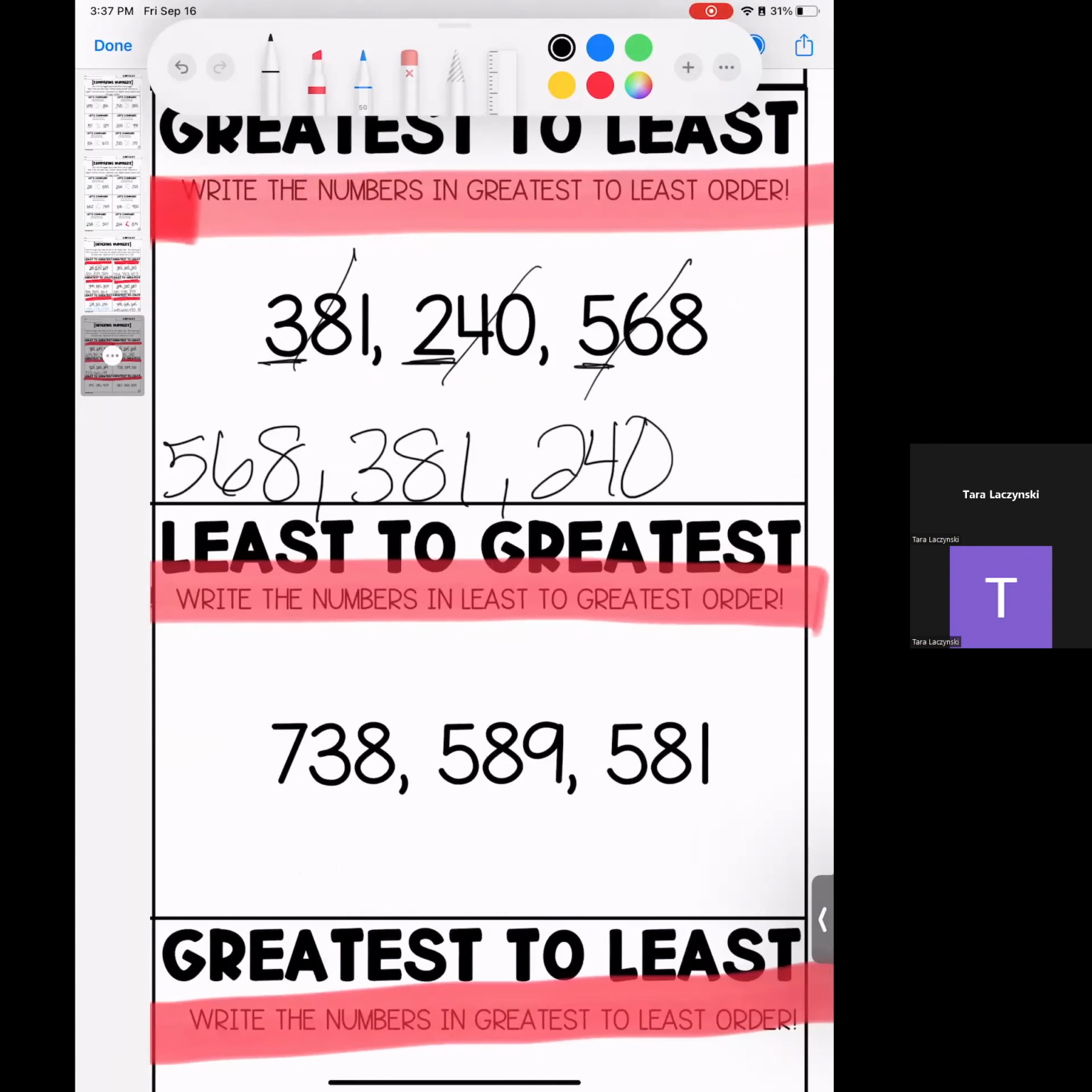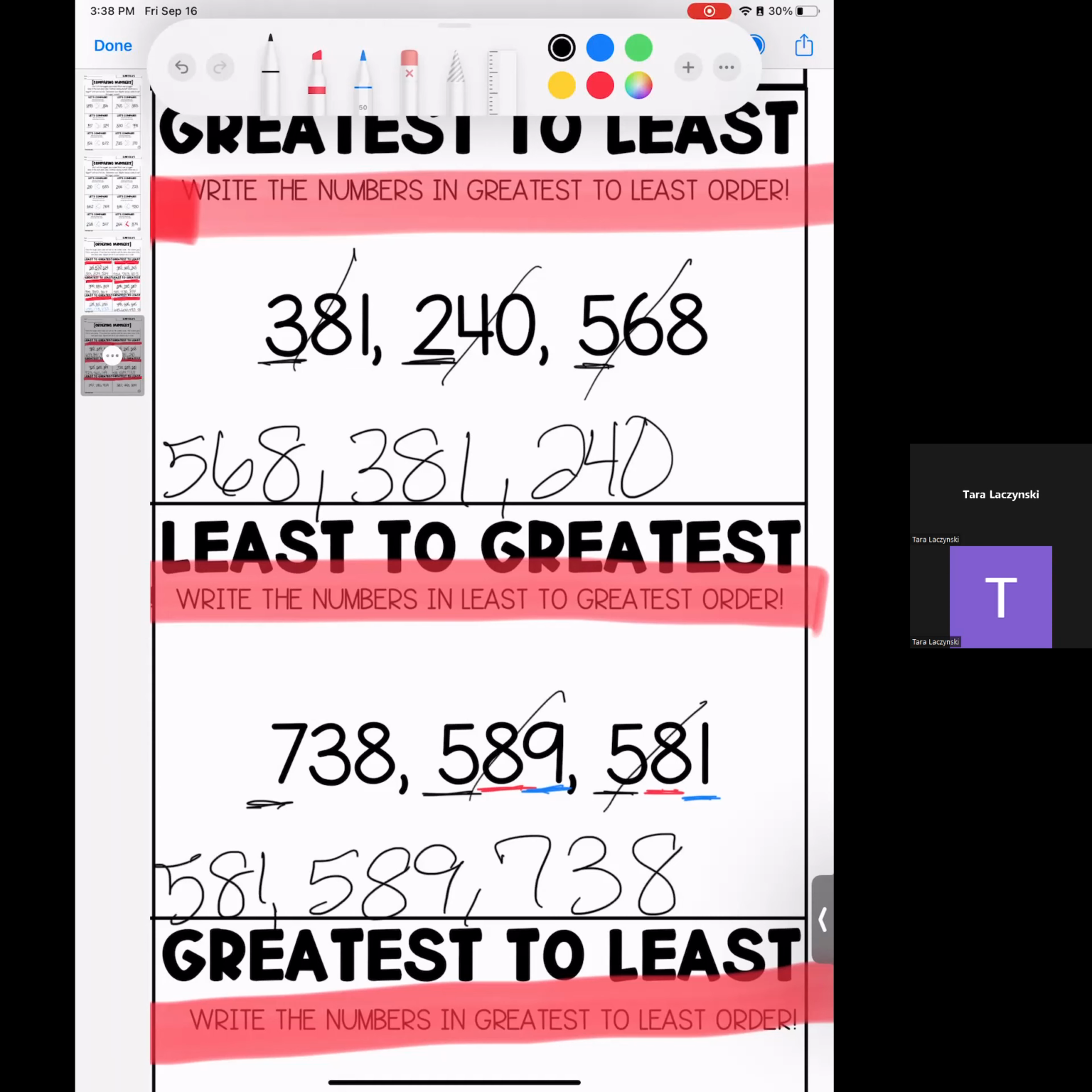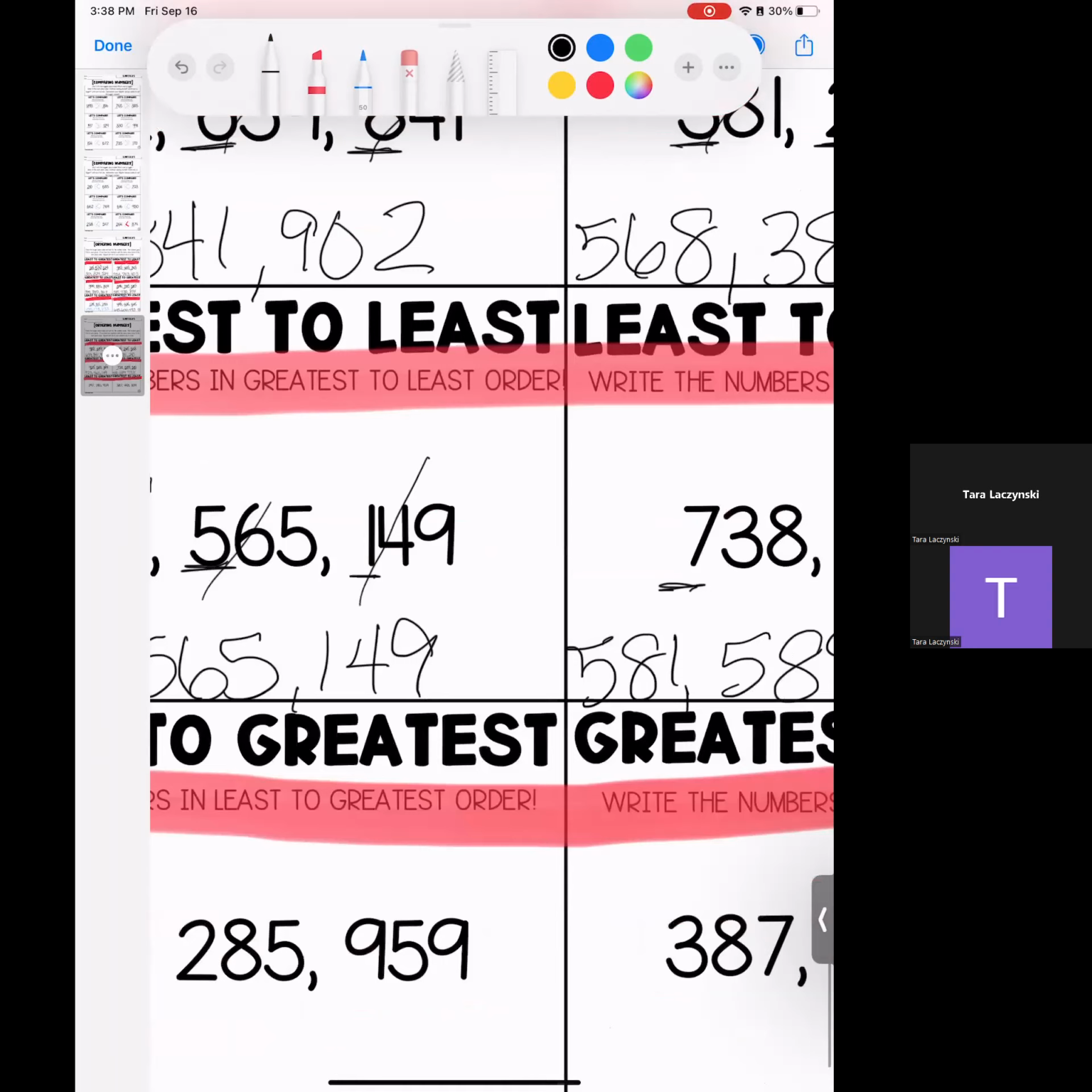Least to greatest, we have a 700, 500, 500. We need to consider the tens. We have 8 tens and 8 tens, which means we need to go all the way out to the ones place for this one. Our smallest is going to be 581 because 1 is smaller than 9 ones. So we have 581, 589, 738.